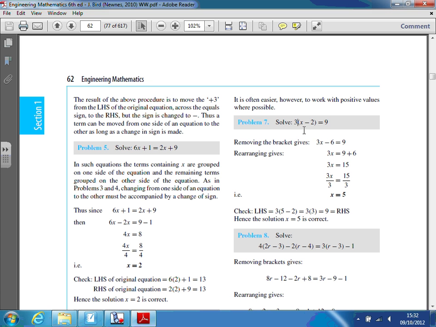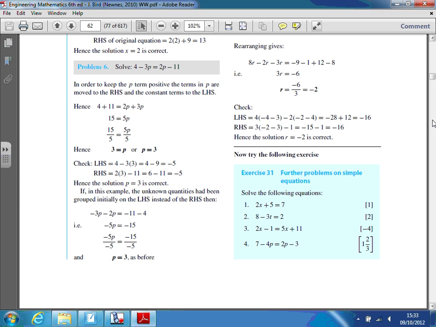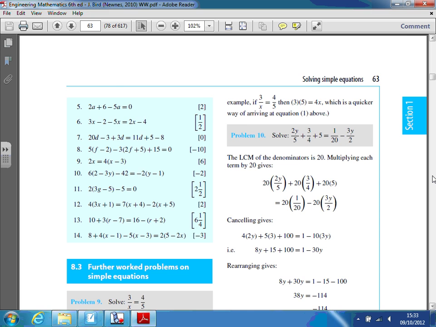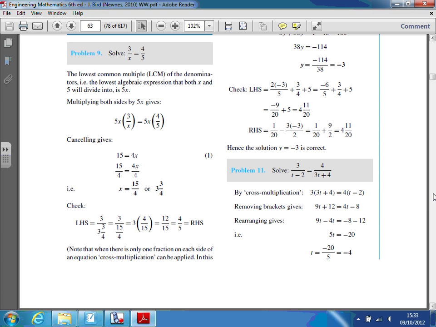Actually, I probably wouldn't have done that. I'd have divided both sides by 3 to get x minus 2 equals 3, and then you'd have had x equals 5 quicker. So in other words, there's more than one way to solve these things, but look at what they've done in these worked problems. If you see how they work, then have a go at some of these. Like exercise 31, solving simple equations, exercise 32, more complex equations, and so on.